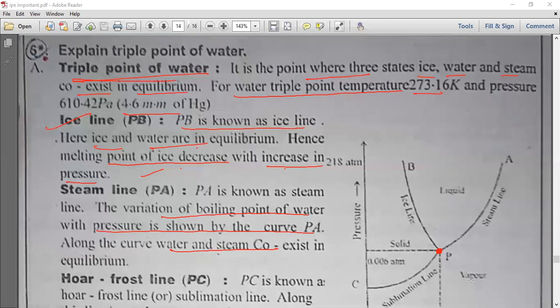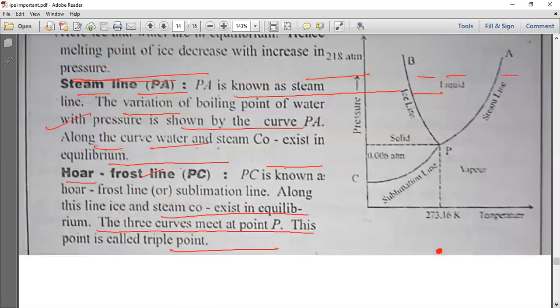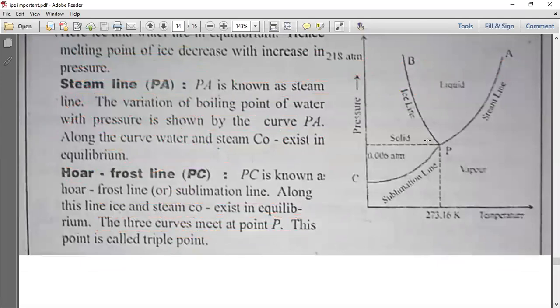Next one is the hoar-frost line or sublimation line. So about this you have to write. So this you can see PC is your hoar-frost line. PC is known as the hoar-frost line, and here ice and steam coexist, and the three curves meet at point P. This point is called triple point. Very easy. Two lines you can write, and the graph with PA, PB, and PC lines. You will get 4 marks with diagram. Don't forget to write down this temperature and this pressure, whatever it is. Okay.